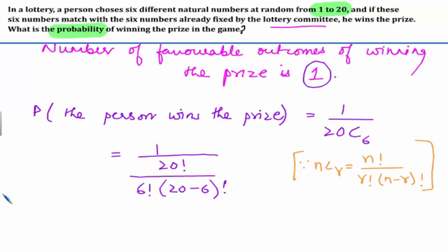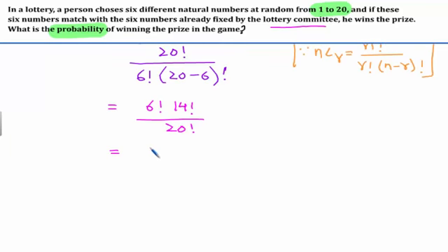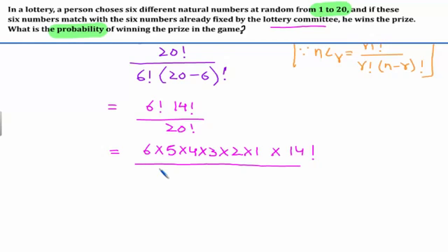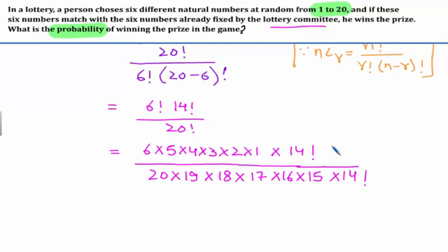Now let us simplify it further. So this is further equal to 6 factorial into 14 factorial divided by 20 factorial. So this can be written as 6 into 5 into 4 into 3 into 2 into 1 into 14 factorial divided by, now 20 factorial can be written as 20 into 19 into 18 into 17 into 16 into 15 into 14 factorial. Now 14 factorial cancels out with 14 factorial.